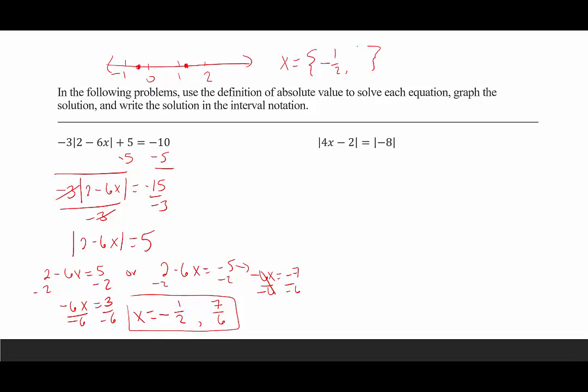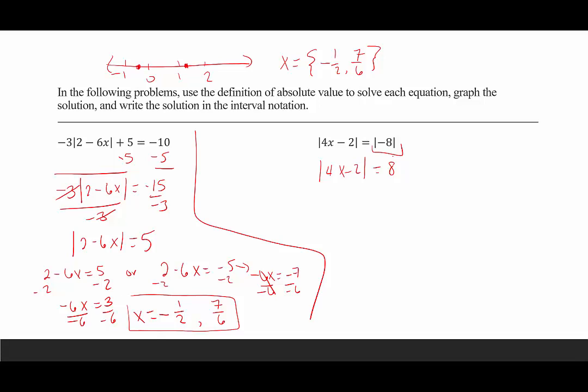That looked weird. Let's try that again. 7 over 6. Okay. In this next example, we have the absolute value of 4x minus 2 is equal to the absolute value of negative 8. Wait, I know what this is. What's the absolute value of negative 8? That's just 8. So we're going to say the absolute value of 4x minus 2 is equal to 8.